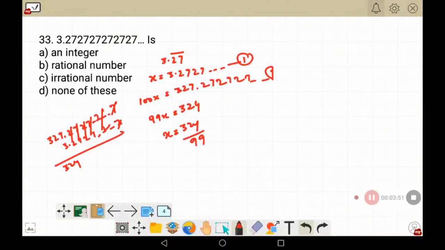So it is also divisible by 3. 3 1s are 3, 3 8s are 24, 3 3s are 9, 3 3s are 9, 3 6s are 18, and 3 1s are 3. So 36 upon 11 is a rational number. Listen students, if you transform this question as 3.271272770 and so on, this will be an irrational number.